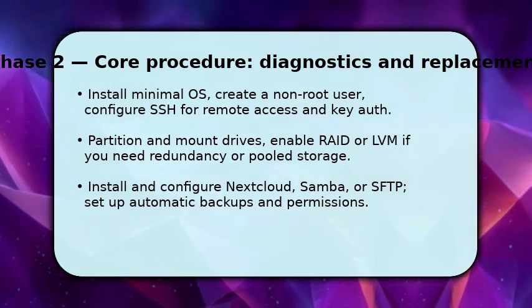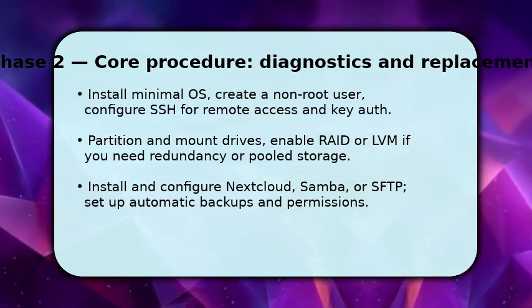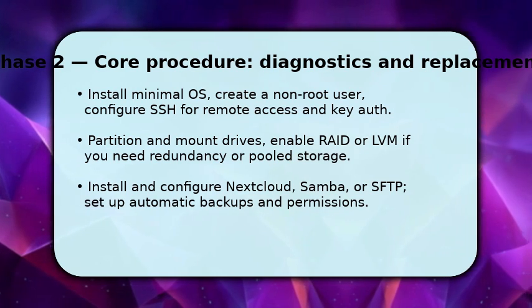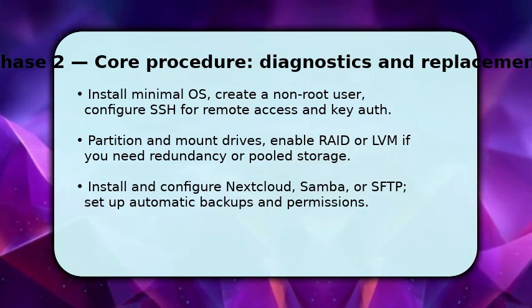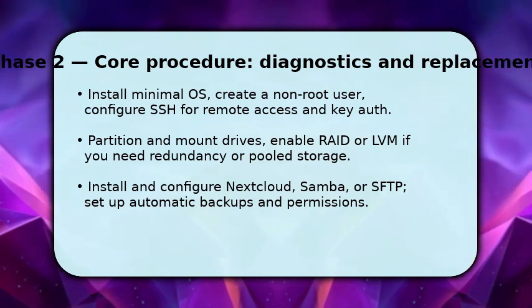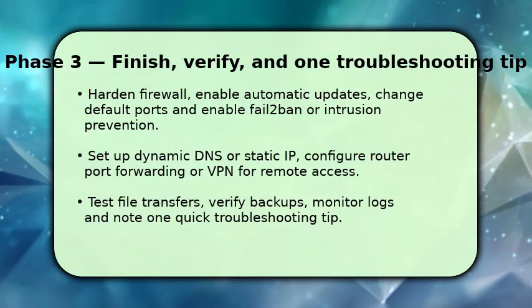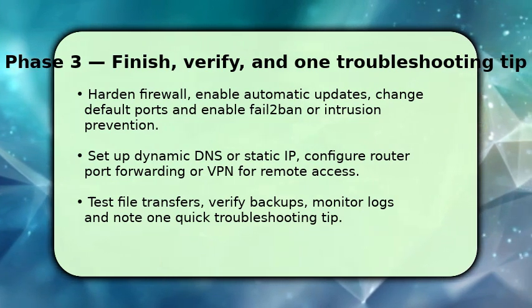Then install your chosen service: Nextcloud for full cloud features, Samba for LAN shares, or SFTP for simple transfers, and configure user accounts, quotas. Finish by hardening the system. Enable the firewall, set automatic updates, change default service ports, and install fail2ban to block repeated attacks.